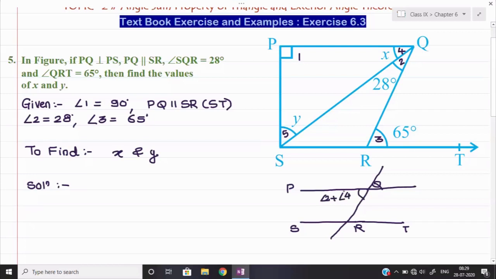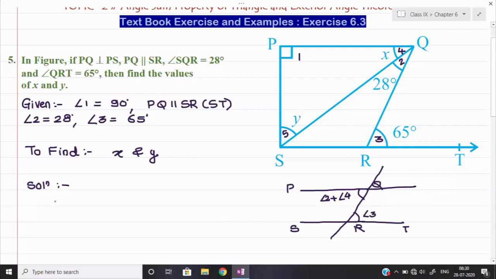Observe clearly that I have not drawn the line QS, to make it clear how the angles are going to form. But if you take the angle PQR, it is a sum of angle 2 and angle 4, or you can say it is a sum of X and 28 degrees. Similarly, you take this angle, which is actually angle number 3. Now you observe, these two angles are alternate interior angles, and we know that if the lines are parallel, these angles are always equal.